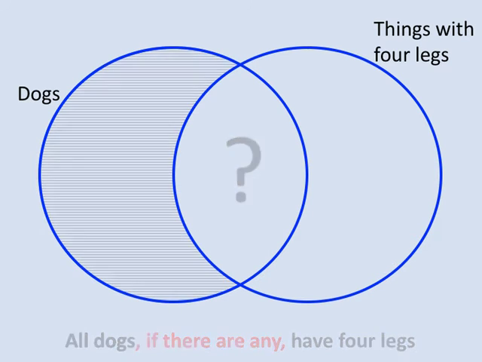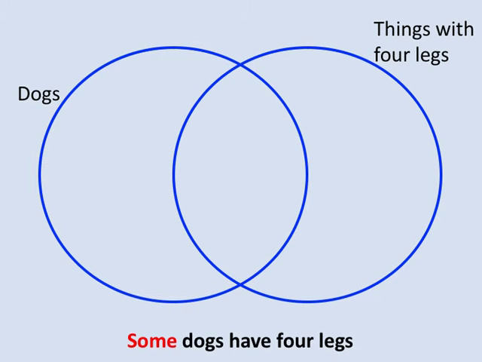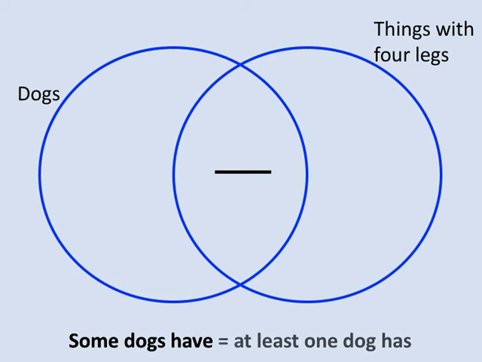Some dogs have 4 legs also means something different to what it does in everyday speech. To represent the word some in a Venn diagram, we draw a line in the appropriate place. In ordinary language, some implies more than one. However, in Venn diagrams, some means there is at least one. Don't worry about this. Just think of them as technical uses of the word that differ from the ordinary everyday uses of the word.